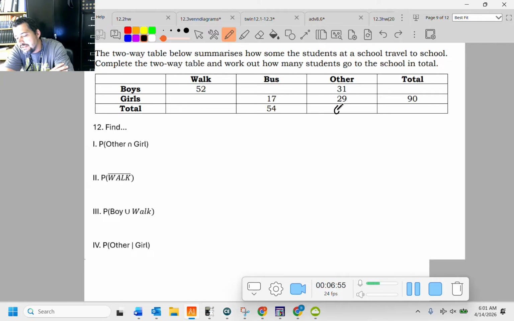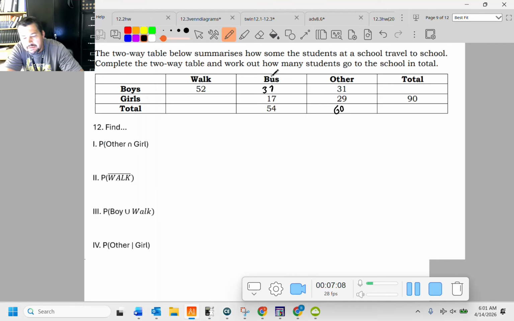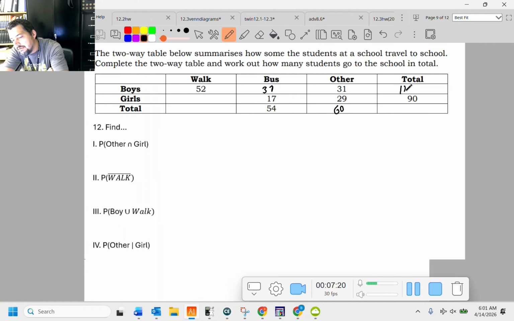Let's see, here's the easy one. That's 60, right? Let's see here. We know what 54 minus 17 is. Got 37. 52, 37, and 31. I feel like they add up to 120. We got a 52, we got a 37, we got a 31, got 120, add down 210.